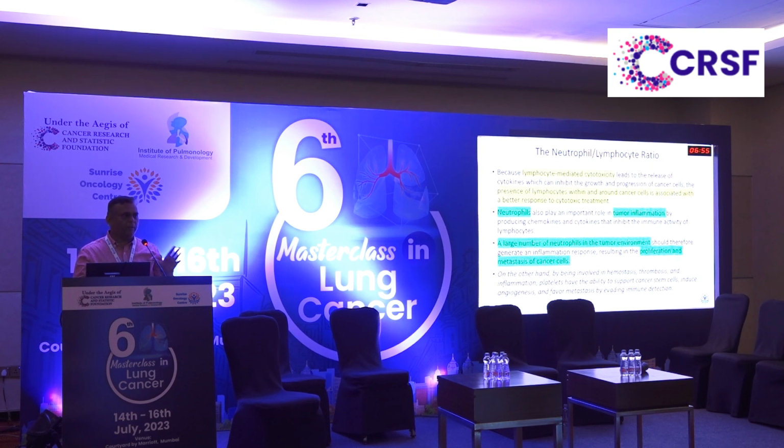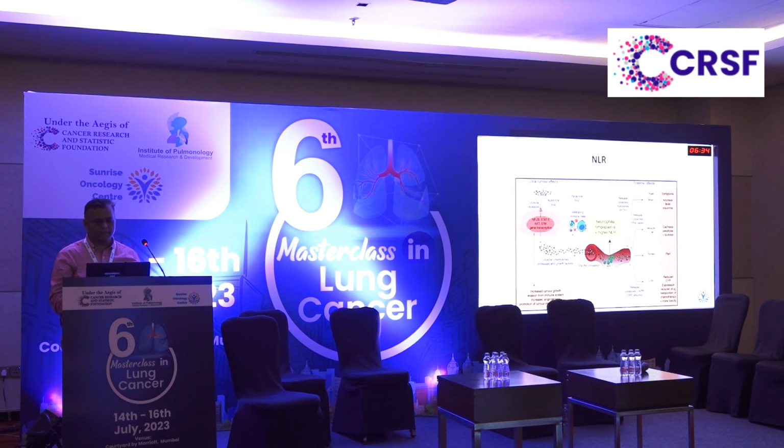In a normal population, it is 0.7 to 2. Anything above 2.2 is considered an inflammatory condition. Neutrophils play an important role in tumor inflammation. A large number of neutrophils causes proliferation and metastasis. On the other hand, platelets are also markers of inflammation. They help the cancer stem cells, induce angiogenesis and favor metastasis by evading immune detection. So this is the role of NLR.